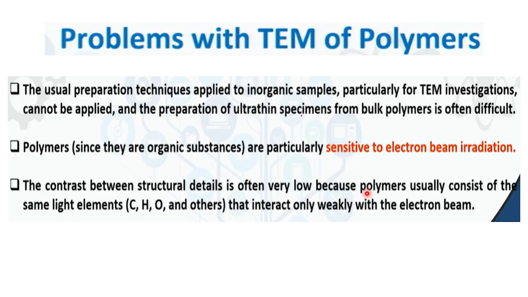that is also costly. Now polymers, since they are organic substances, are particularly sensitive to electron beam irradiation, that is also a bit of a problem. And the contrast between the structural details is often very low, because polymers are usually organic, so only carbon, hydrogen, oxygen are the main elements present in polymeric material. And because of the lighter nature of these atoms or elements, they interact very weakly with the incident electron beam.